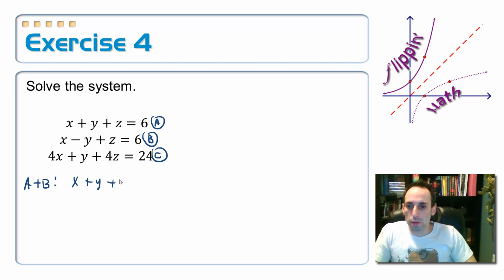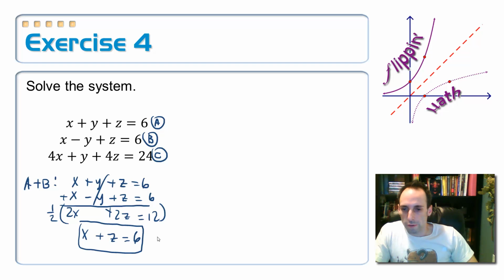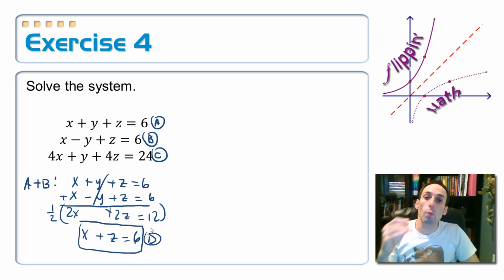x plus y plus z equals 6. x minus y plus z equals 6. And let's add them up. 2x's, no y's, plus 2z's is equal to 12. Hey, those are all even. Let's take half of it and go x plus z is equal to 6, and box this equation off as D.